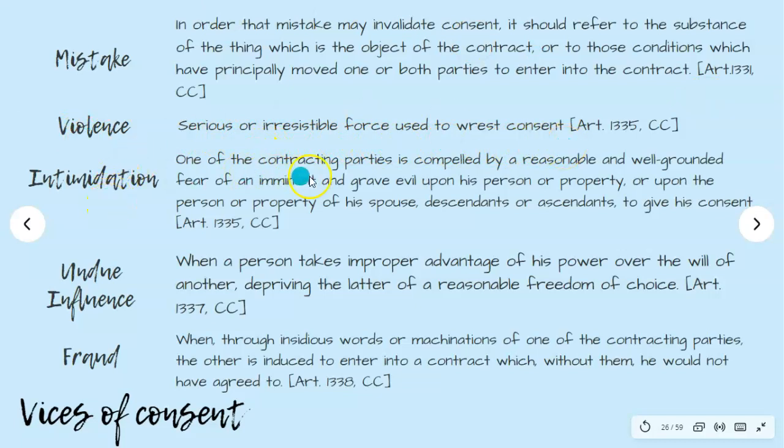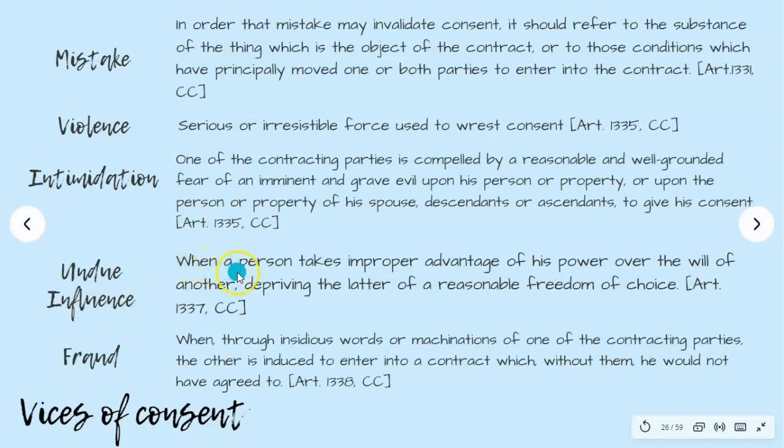Intimidation, one of the contracting parties is compelled by a reasonable and well-grounded fear of an imminent and grave evil upon his person or property or upon the person or property of his spouse, descendants, or ascendants to give his consent. Let's say, for example, grave evil upon his person, sabi niya. Mamaya na lang. Yung sa mga voidable contract na lang yun natin i-discuss yung intimidation in-depth, no?